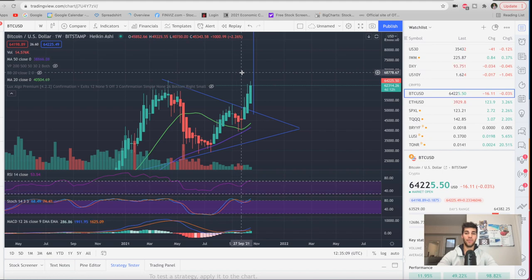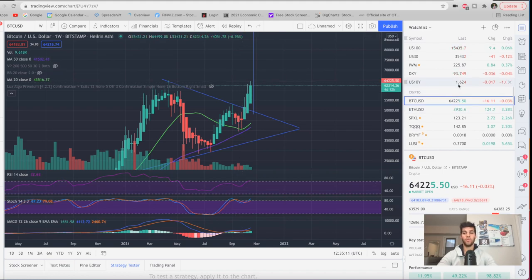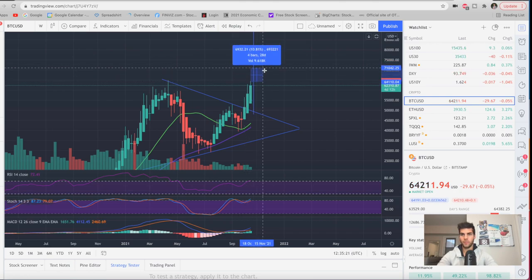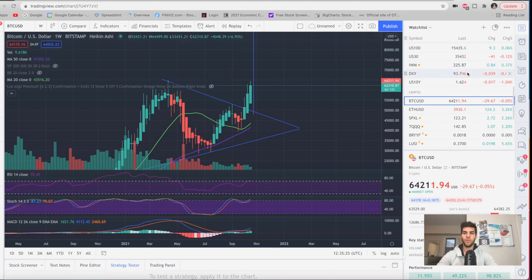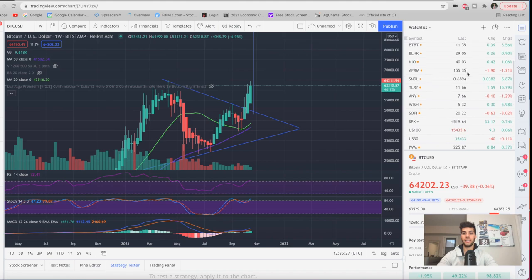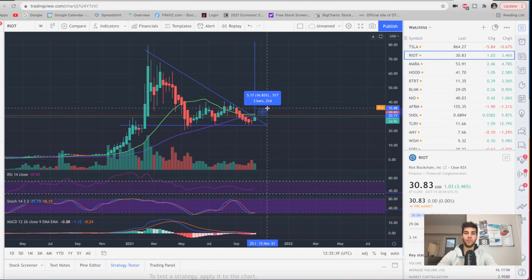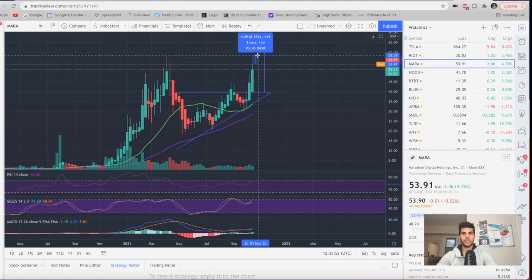And if that does happen, then typically Riot and Mara move double what Bitcoin does. So the next month, if we see Bitcoin move from 64,000 up to 70,000, that's about 8.5%. Which means that we could see at least a 16% move in Riot and Mara. A 16% move on Riot would be $35, and a 16% move on Mara would be around the 62, 63 mark.